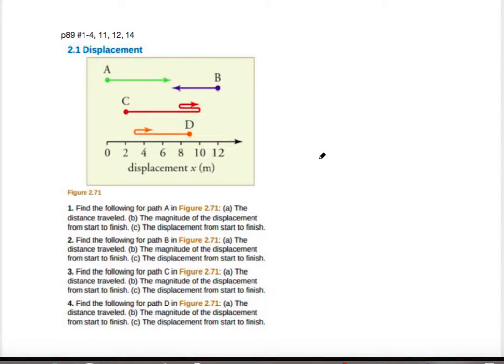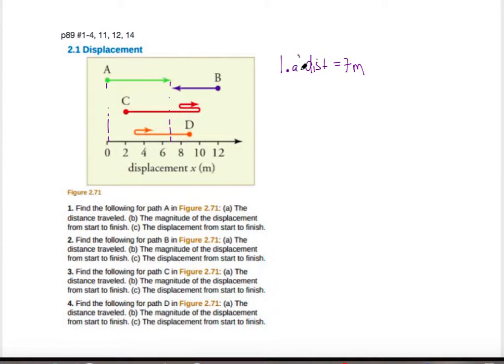All right, these are the homework solutions for our constant velocity practice problems. So looking at this diagram here, figure 2.71, we're going to look first at A, which is this green arrow. So for number 1, first we want to see the distance traveled. A starts at 0 and goes to the end of this arrow. So it looks like it travels a distance of 7 meters.